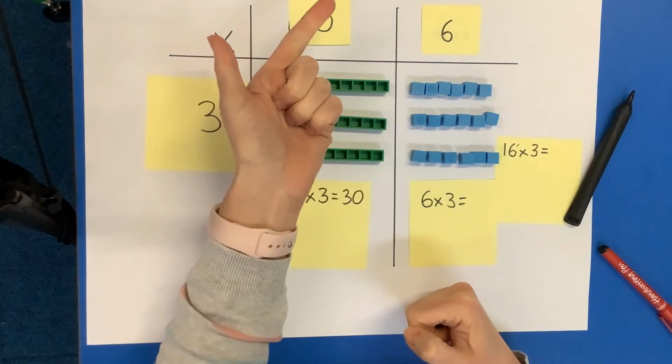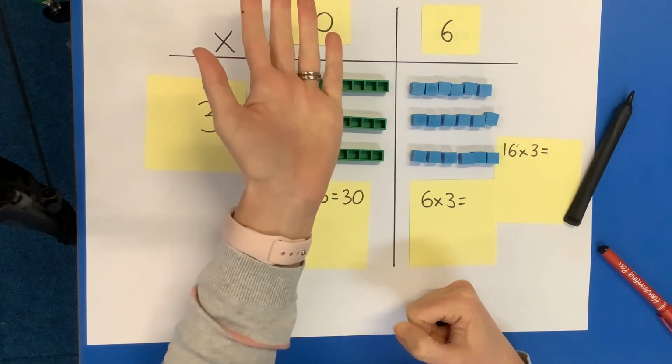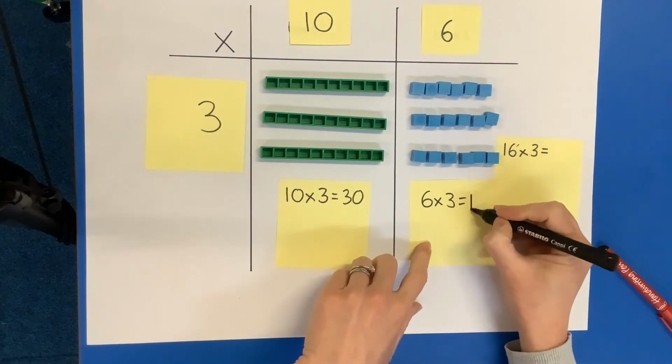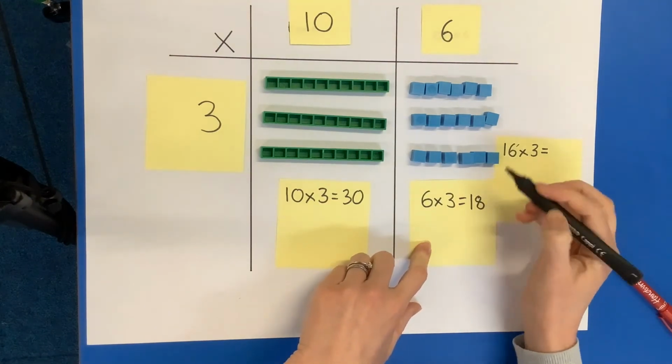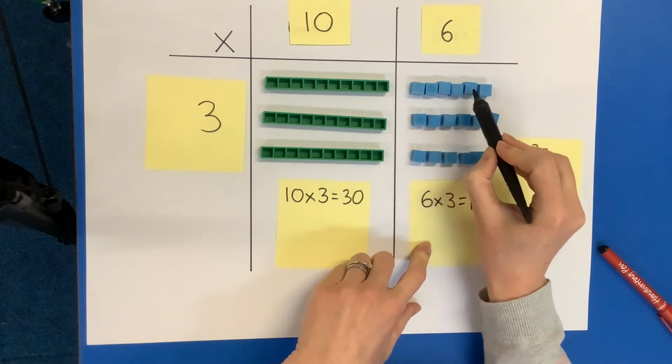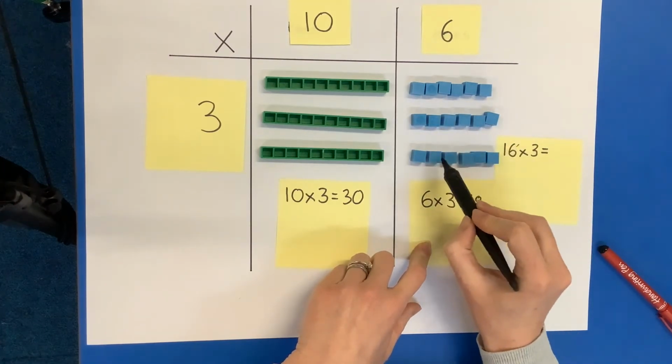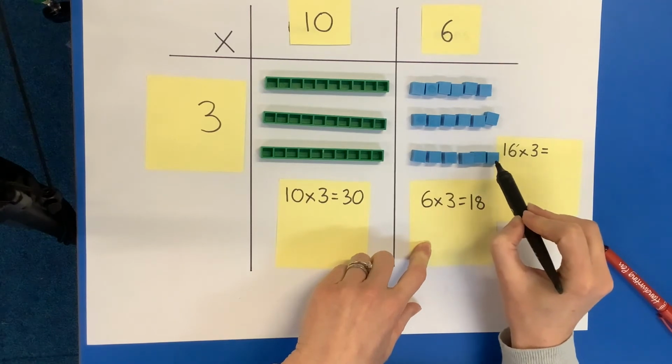3, 6, 9, 12, 15, 18. So I think the answer is 18. I will count just to double check. 1, 2, 3, 4, 5, 6, 7, 8, 9, 10, 11, 12, 13, 14, 15, 16, 17, 18.